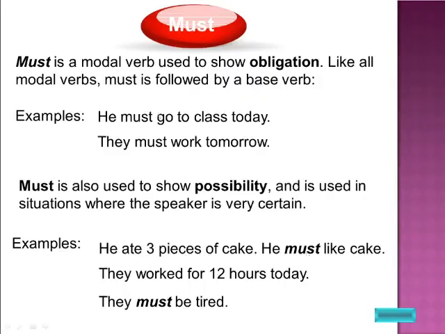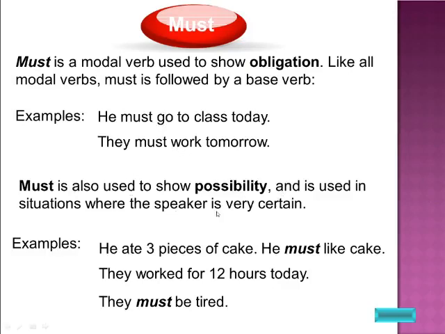Must is a modal verb used to show obligation. Like all modal verbs, must is followed by a base verb. He must go. Not he must went. He must go on, we are not using. He must go. After the must, we have to use verb one. Okay. He must go to class today. They must work tomorrow.